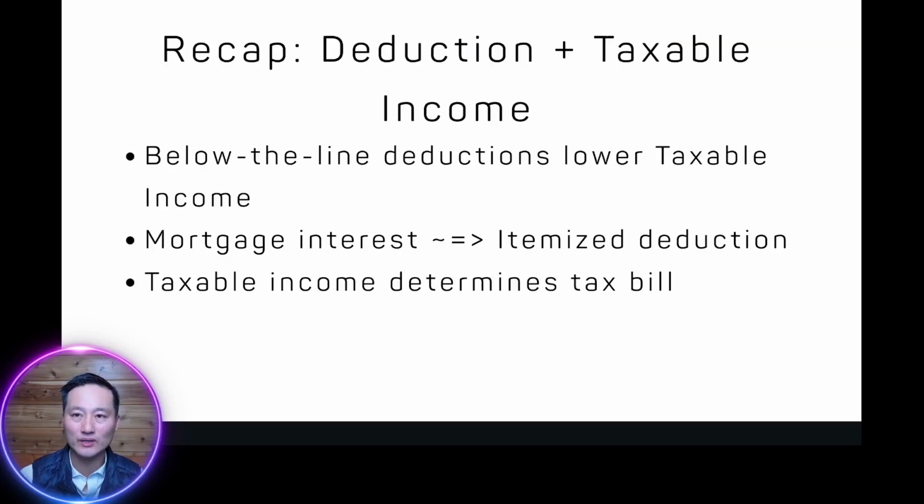So let's do a quick recap on below the line deduction and taxable income. So first, below the line deductions are what lower your taxable income. And when you have mortgage interest payments, you could itemize deductions instead of taking the standard deduction. And finally, taxable income is what determines your tax bill.